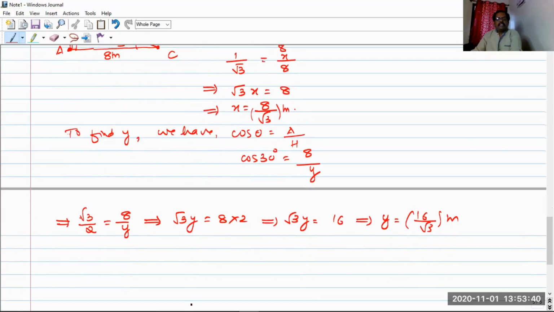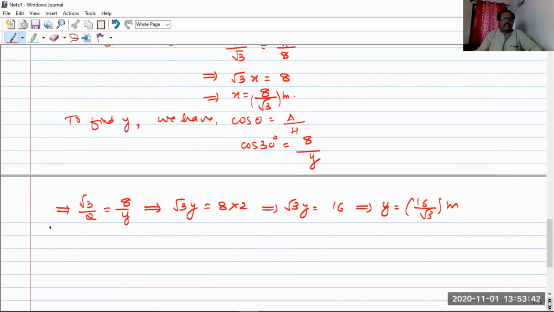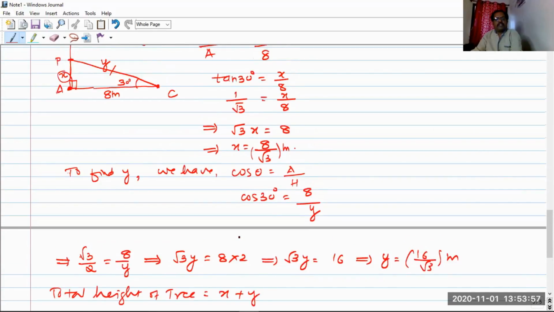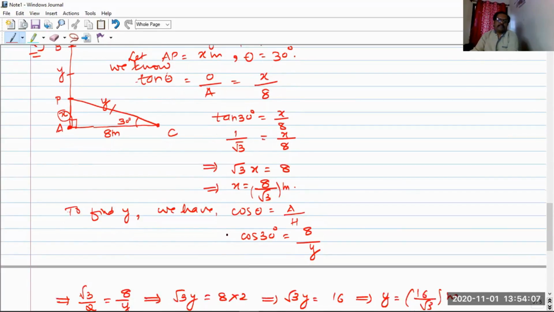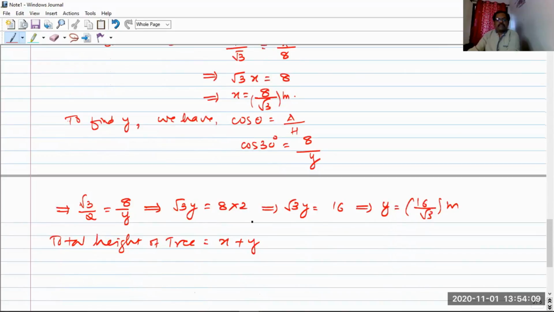Now I find the total height of the tree. What is the total height of the tree? We can write just height of the tree. Height of the tree is equal to x plus y. If you see the figure we have drawn, x is the part that is not broken and y is the broken part of the tree. So height of the tree becomes the sum of the part x and y, right? So we can write it as x plus y.